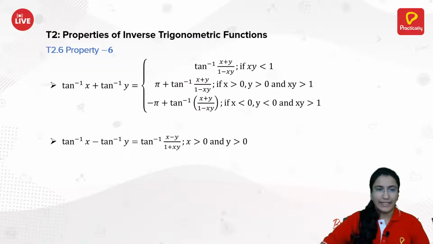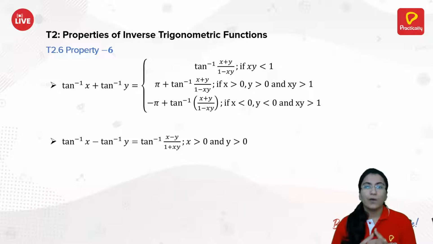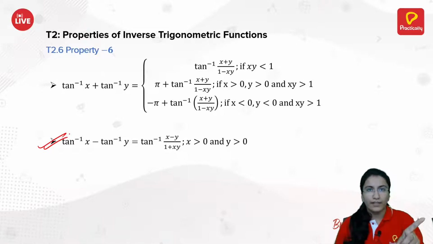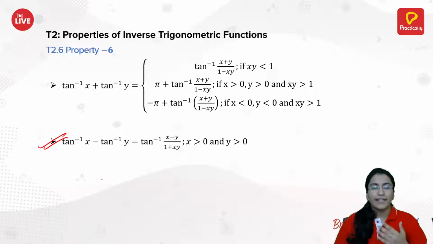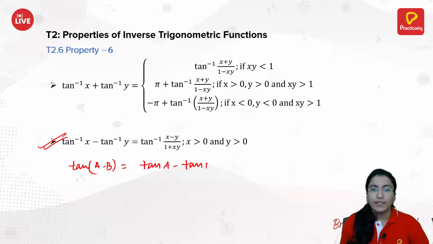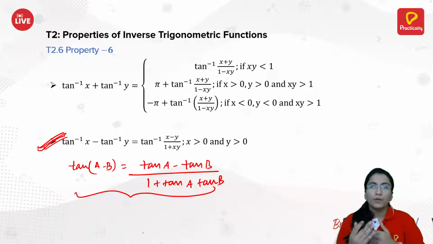Next set of properties is this one. If you add tan inverse x to tan inverse y, then how can you write the property? Let's just see the numerator. You can remember the second one very easily because here is just one case. This is basically derived, and you can even remember this on the basis of tan of a minus b is equal to tan a minus tan b over 1 plus tan a tan b, right?